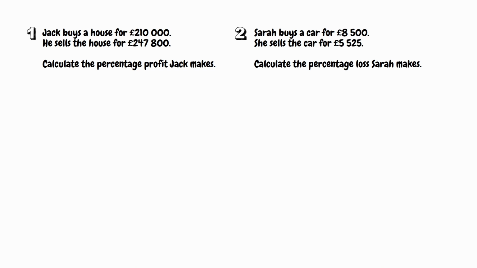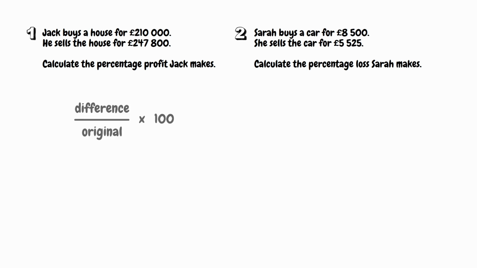Okay, so for question 1, we have Jack buys a house for £210,000. He then sells the house for £247,800. We need to calculate the percentage profit that Jack makes. So for this question, we're actually trying to find a percentage increase, as Jack has made a profit on the house. So we want to use our formula for percentage increase or decrease.